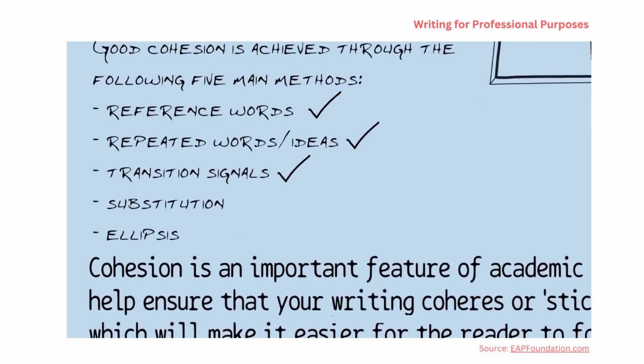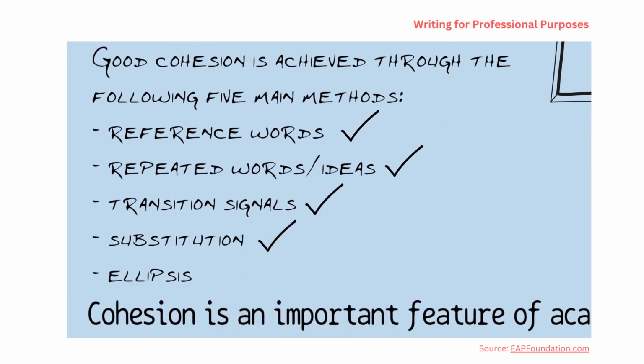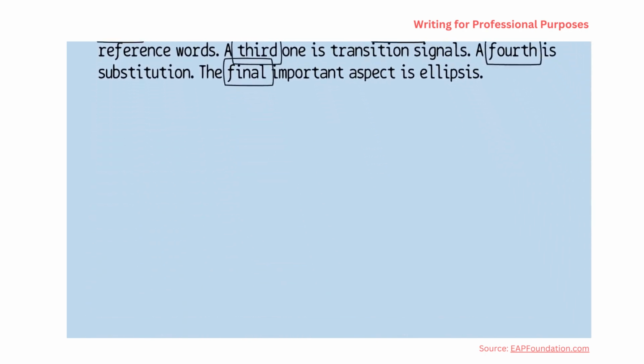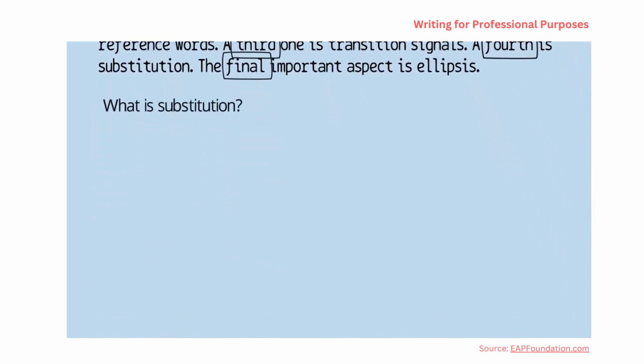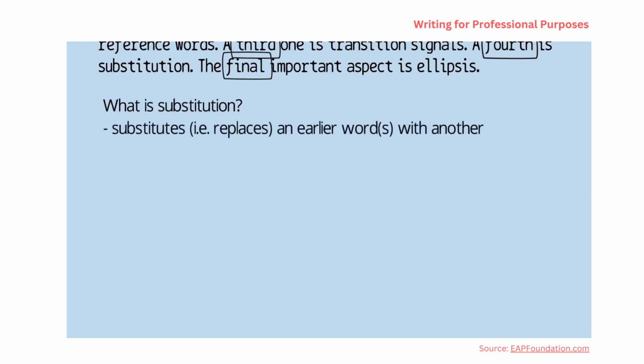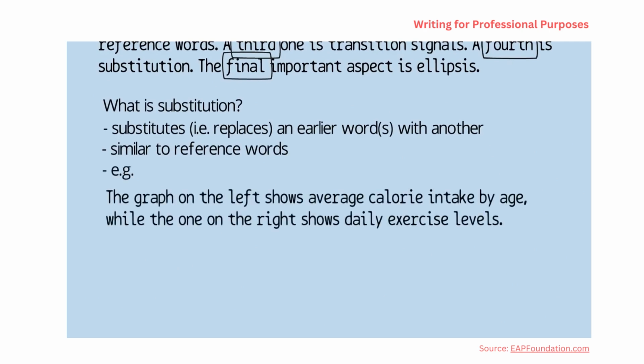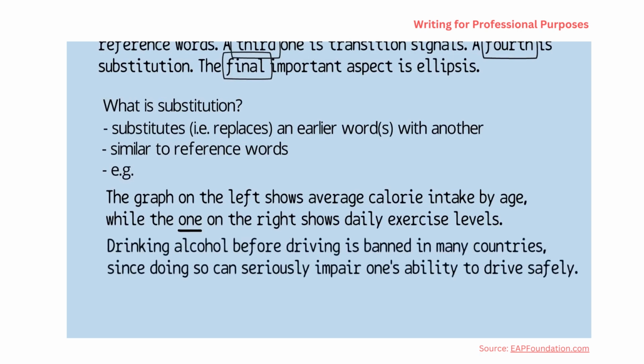Next, let's consider substitution. What is substitution? This is when we substitute, in other words, replace an earlier word or words with another word or words. And in some ways it's similar to reference words. So here's a couple of examples. The graph on the left shows average calorie intake by age, while the one on the right shows daily exercise levels. Here the word one is an example of substitution, because it substitutes for the word graph.